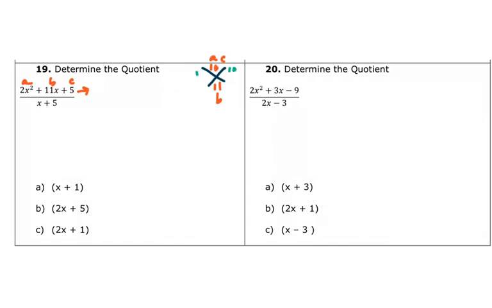1 times 10. 2 times 5. Which factors will make 11? The 1 and the 10. So I'm going to write down 2x squared, because that's what came first, plus 1x plus 10x. The back number is plus 5.